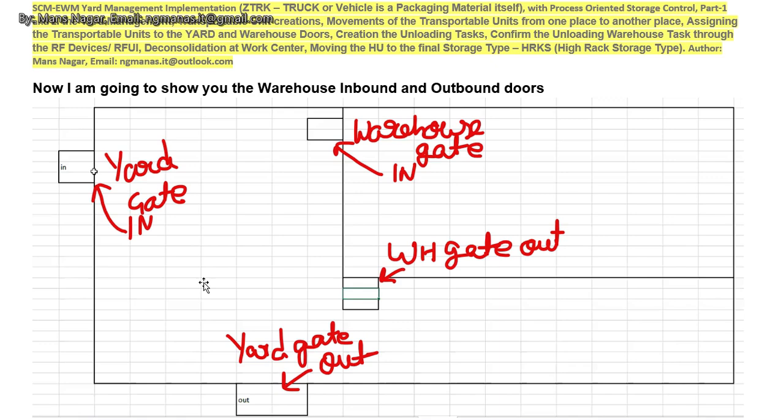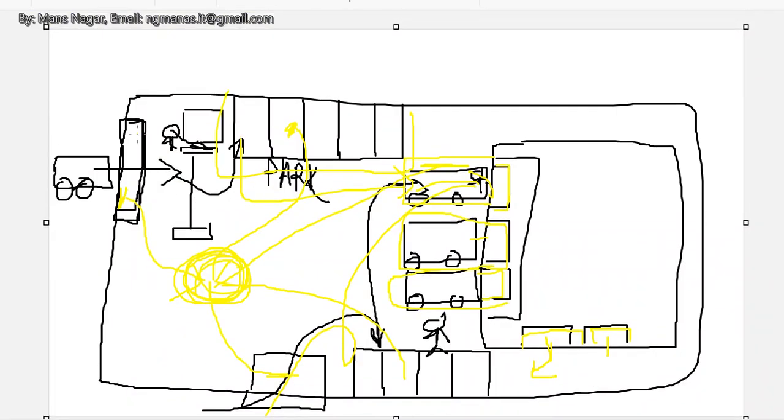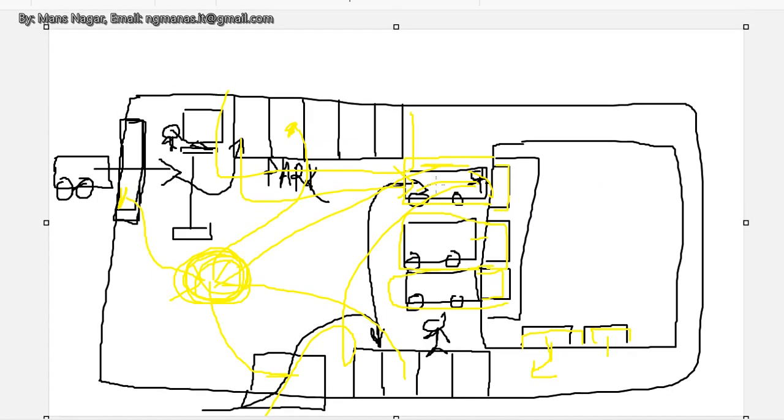Then I created one unloading task, because if a truck comes into your warehouse and docks at the warehouse, then you need to do the unloading. Then I confirmed using the RF UI devices. So this is a complex process, and in my training I give training on the particular processes also.